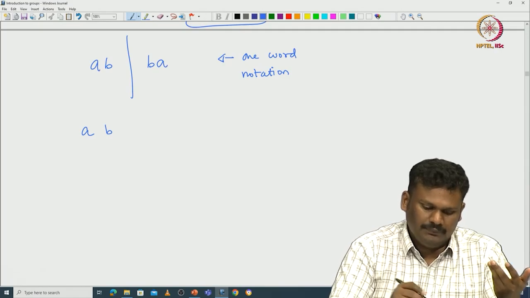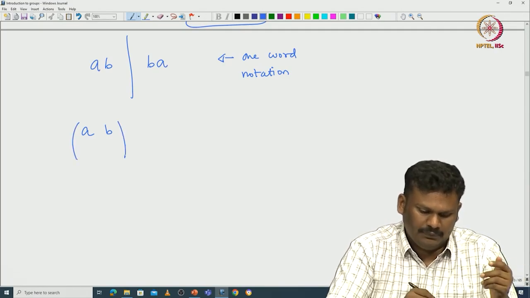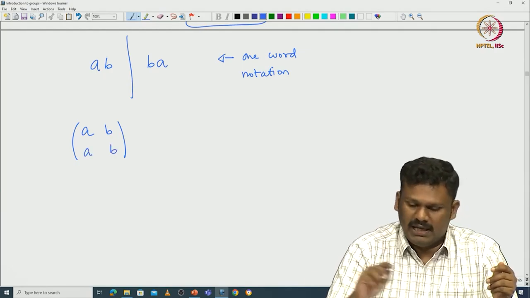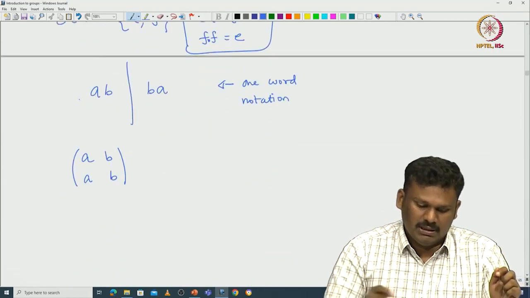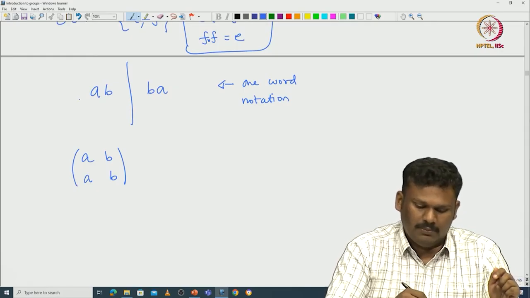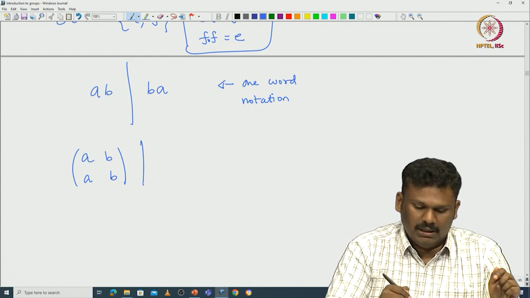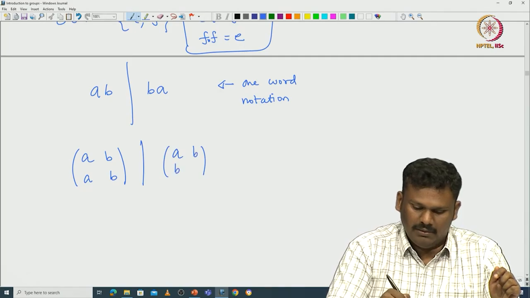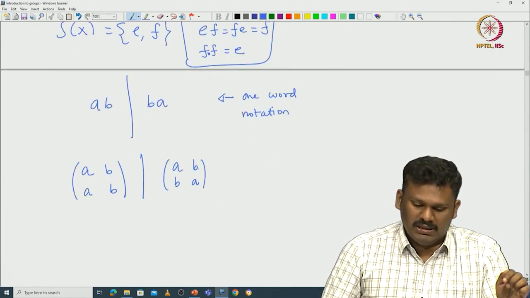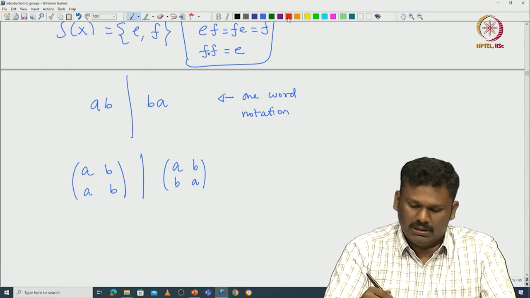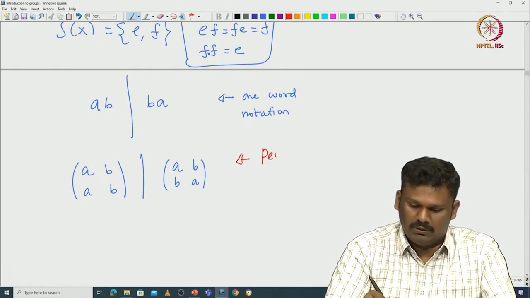For example, the identity: you put this bracket, you write AB, and then A goes to A with respect to identity, B goes to B. The same function that we have denoted pictorially here can just be represented as AB written on the top and AB written on the bottom. Similarly, the second function you can write as AB and then BA, because A is mapped to B and B is mapped to A. So this is another notation. This is called permutation notation.